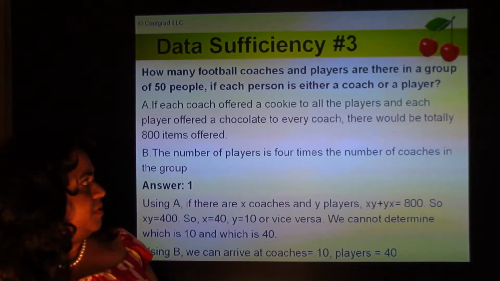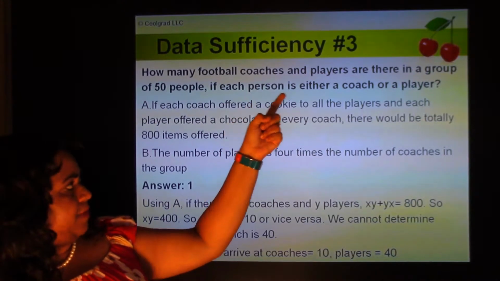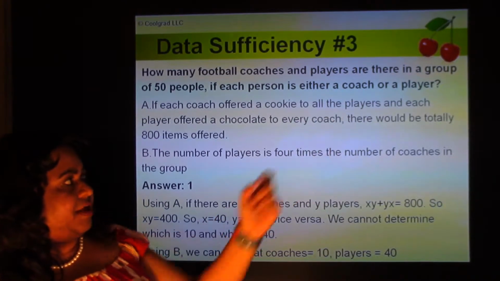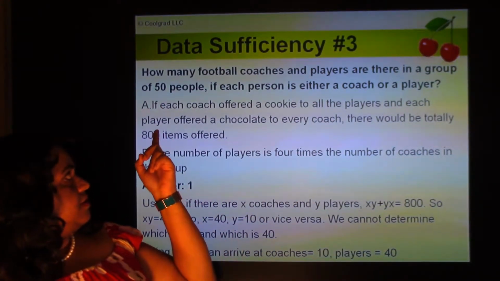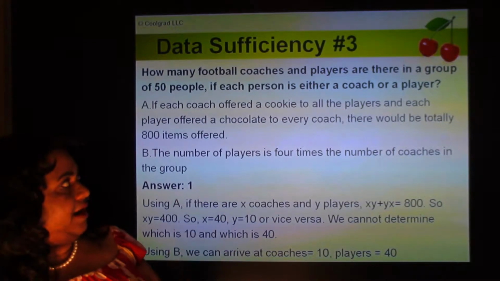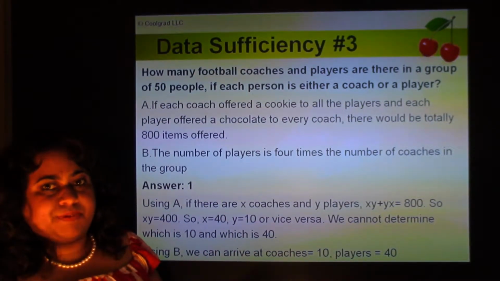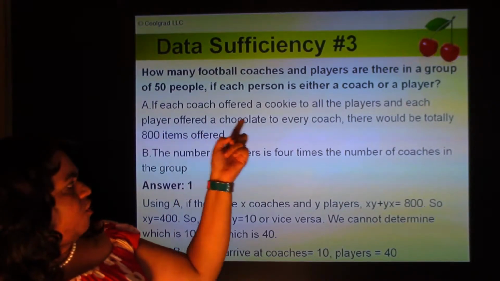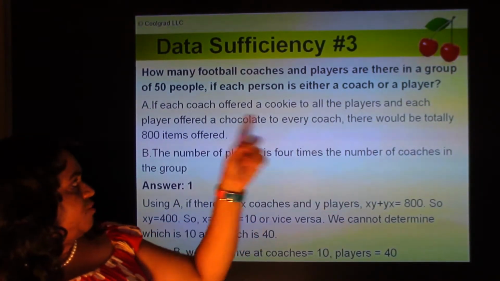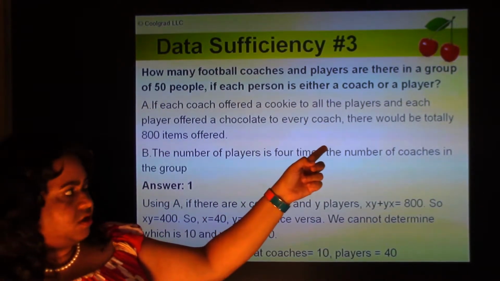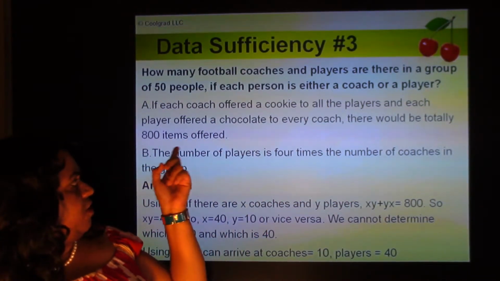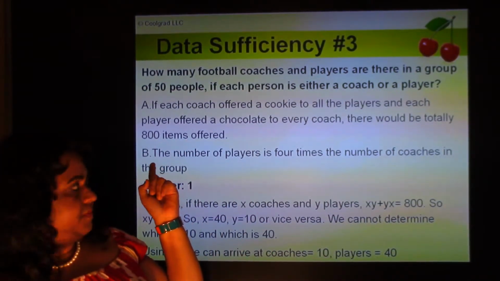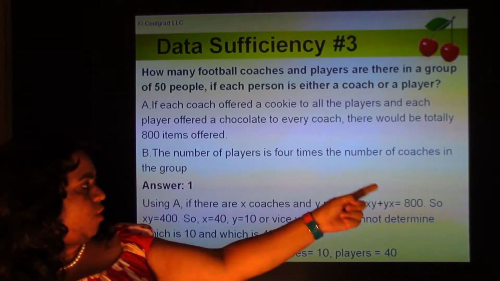Let's look at question number 3. How many football coaches and players are there in a group of 50 people, if each person is either a coach or a player? So there's a group of 50 people, and they're all either coaches or football players. Statement A, if each coach offered a cookie to all the players and each player offered a chocolate to every coach, there would be a total of 800 items offered. Statement B, the number of players is 4 times the number of coaches in the group.